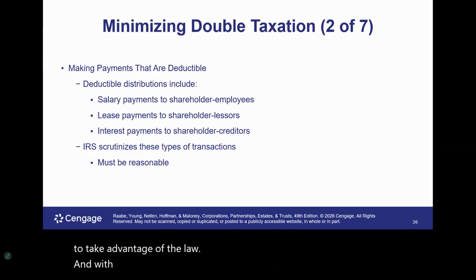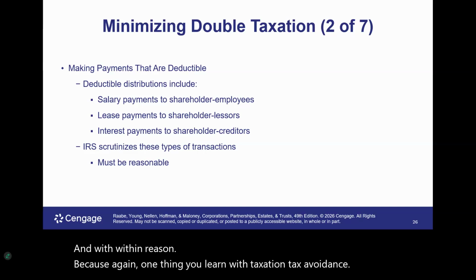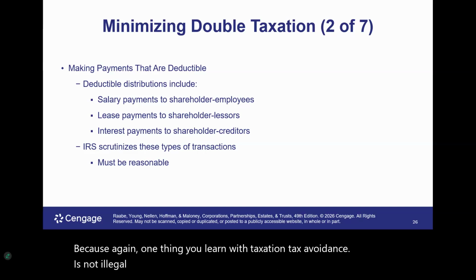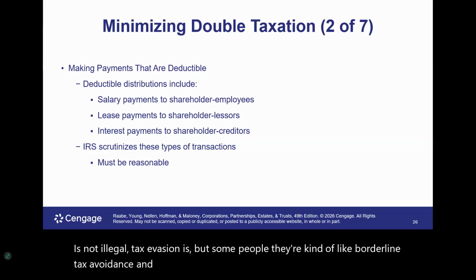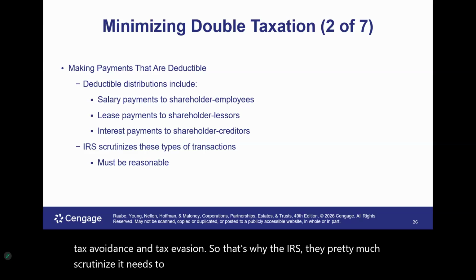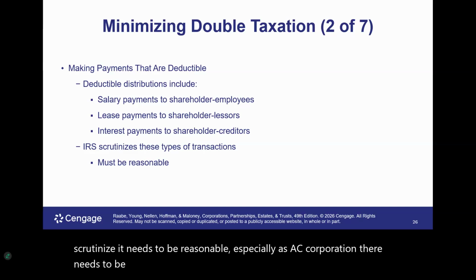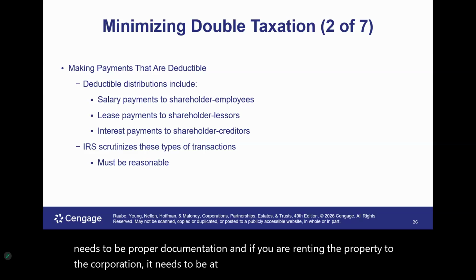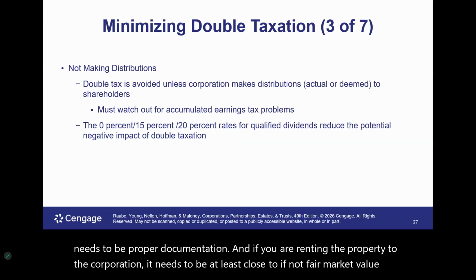Because one thing you learn with taxation is that tax avoidance is not illegal. Tax evasion is. But some people are kind of borderline between tax avoidance and tax evasion. So that's why the IRS pretty much scrutinizes it. It needs to be reasonable, especially as a C corporation. There needs to be proper documentation. And if you are renting the property to the corporation, it needs to be at least close to, if not, fair market value. So all of these things to consider.